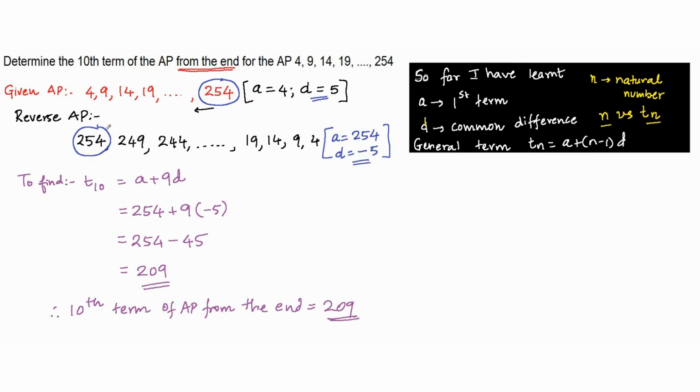The key idea here is that when you reverse an AP, the last term of the given AP becomes the first term of the reversed AP, and the common difference of the original AP negates itself and it becomes the common difference of the reversed AP, right? So these are two important ideas that we saw in this particular question. Again, pausing for a minute.